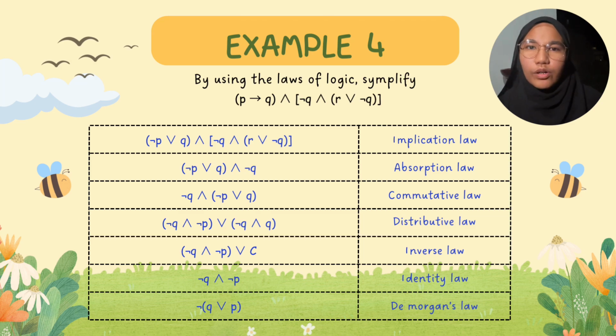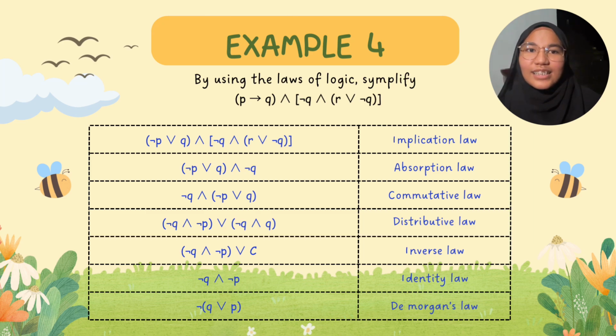Using the commutative law, we rearrange (not P or Q) into (Q or not P) for clarity. Next, we apply the distributive law to distribute not Q over (Q or not P). The expression becomes (not P and not Q) or (Q and not Q). Here, Q and not Q simplifies to a contradiction, leaving us with C or (not Q and not P).